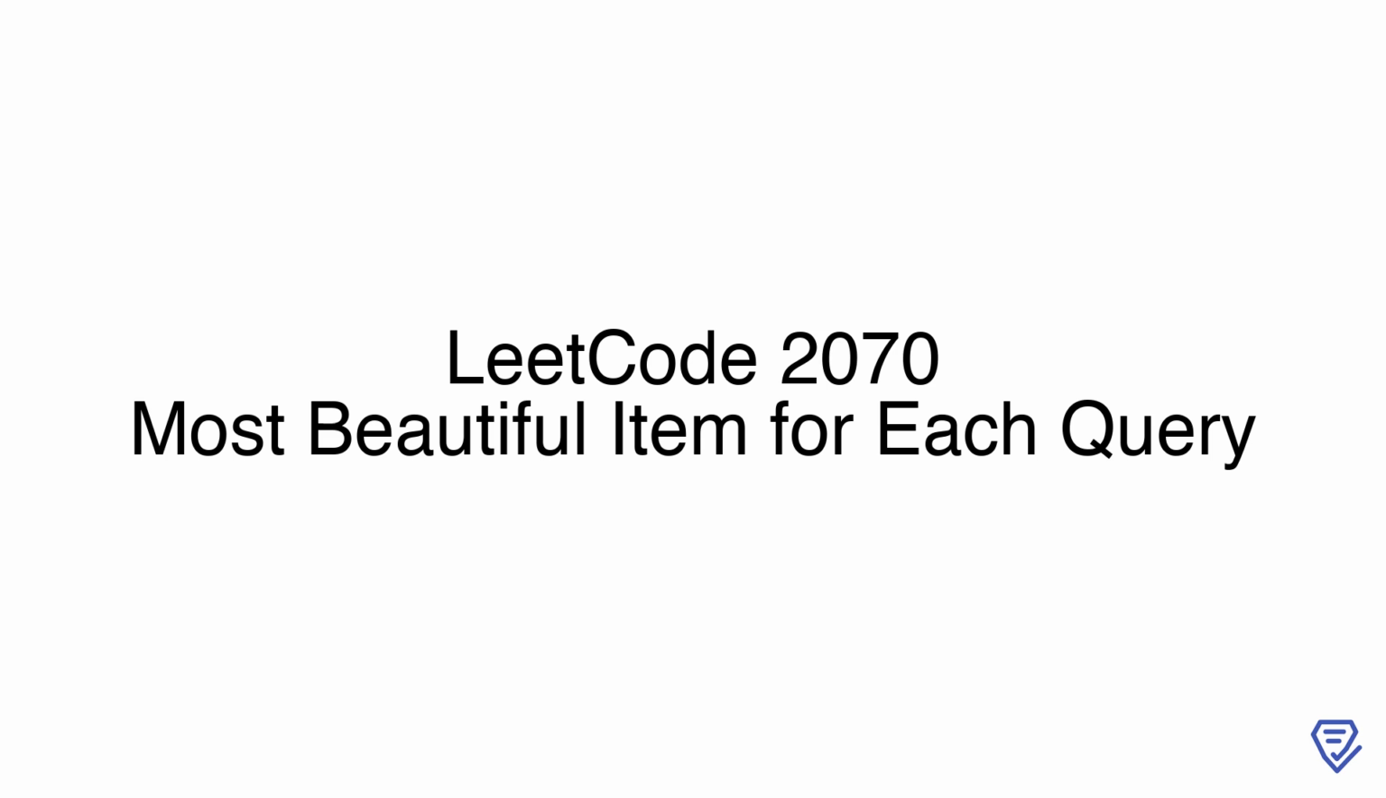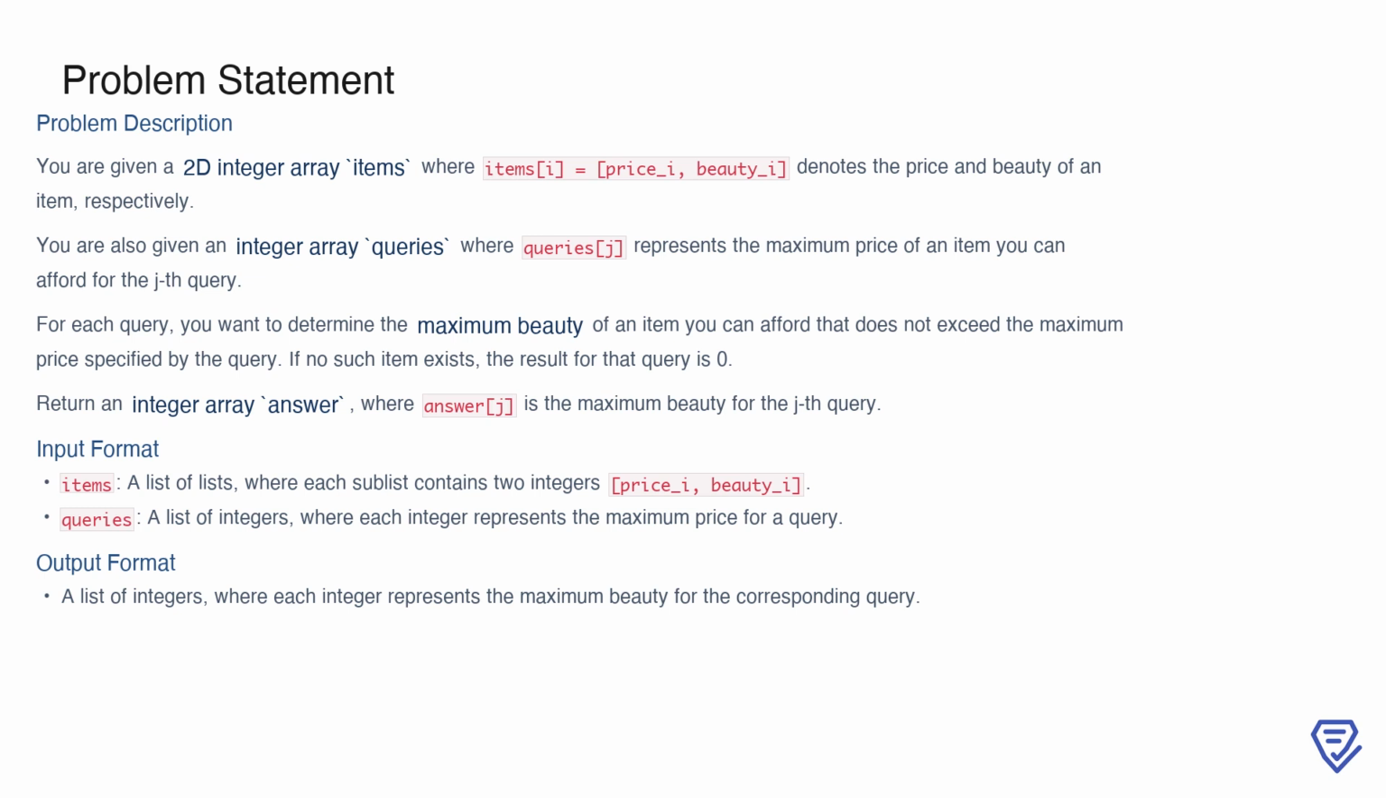Let's dive in. In this problem, you're given a two-dimensional array called items, where each element represents an item with two properties, its price and its beauty. The price is the cost of the item, and the beauty is a measure of its attractiveness. You're also given an array called queries, where each value represents the maximum price you can afford for a specific query. Your task is to find, for each query, the maximum beauty of any item you can afford within that price limit. If no item falls within the price limit for a query, the result for that query should be 0. The output will be an array where each value corresponds to the maximum beauty for the respective query.